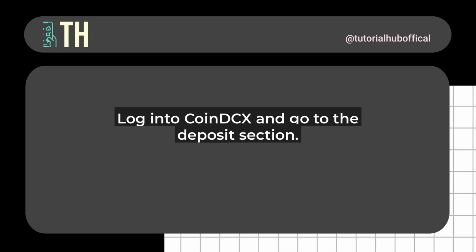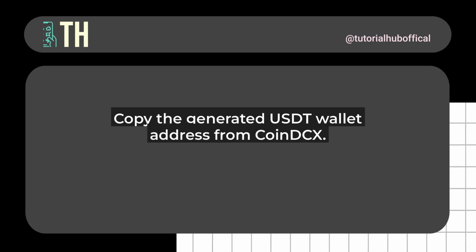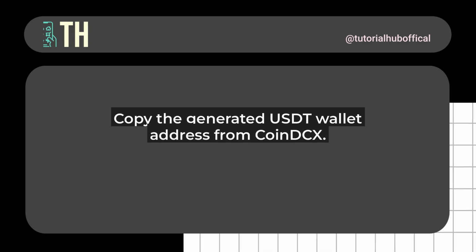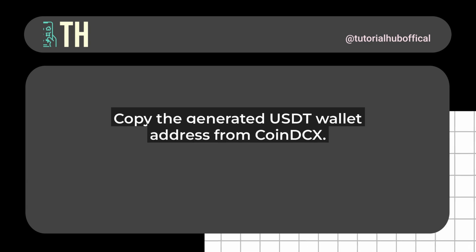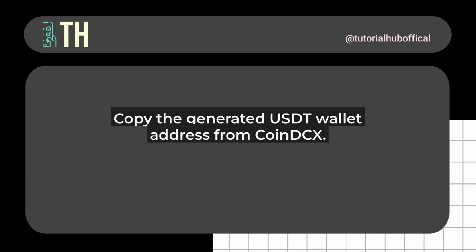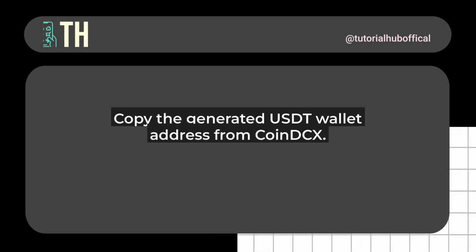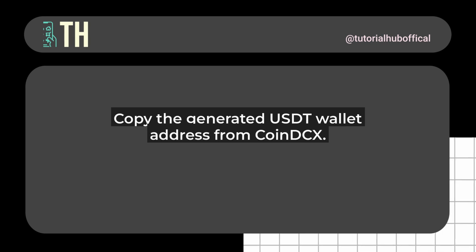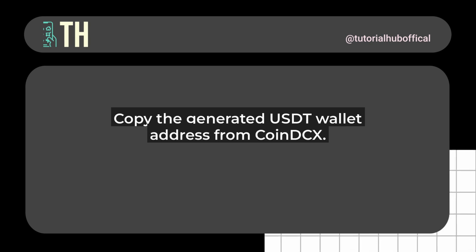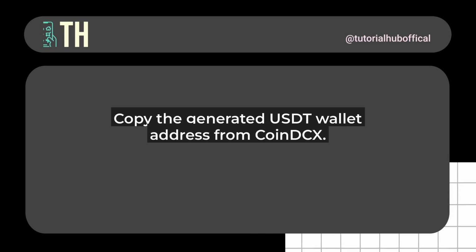Next, head over to your CoinDCX account. Log in, go to the deposit section, and choose USDT. CoinDCX will generate a unique wallet address for you. Copy this carefully because it's your key to success. Pro tip: always verify the network matches what Trust Wallet is using to prevent any transfer failures.